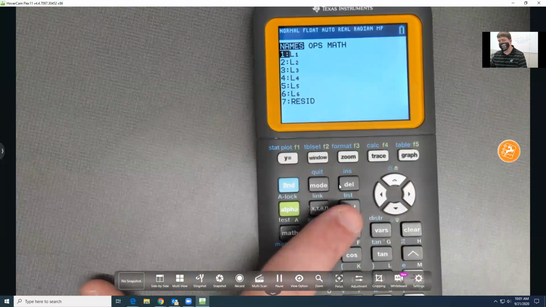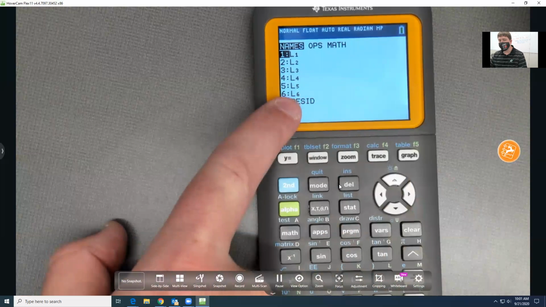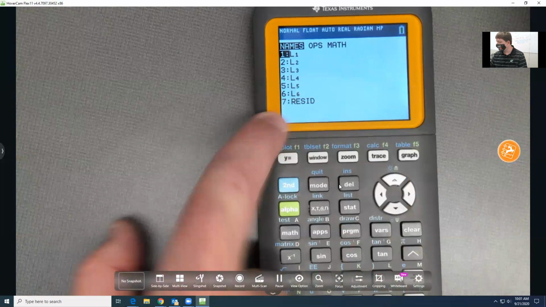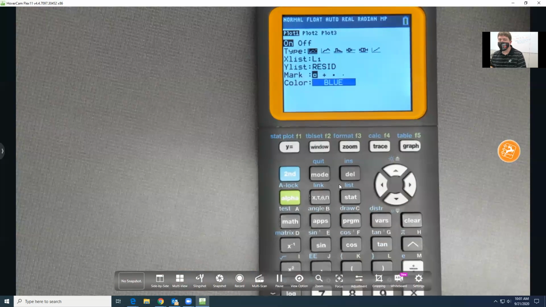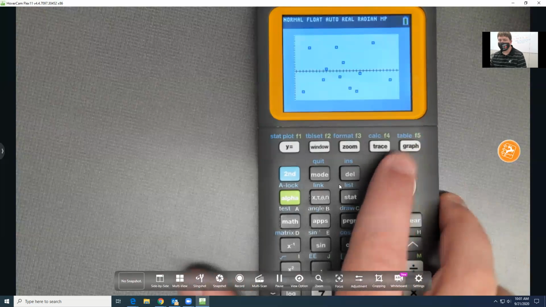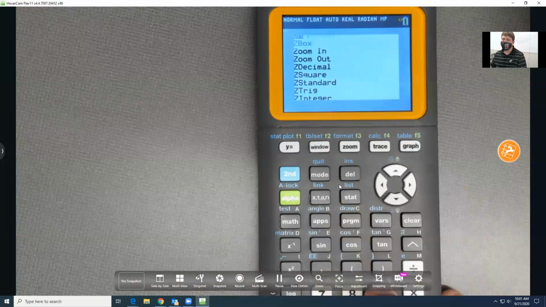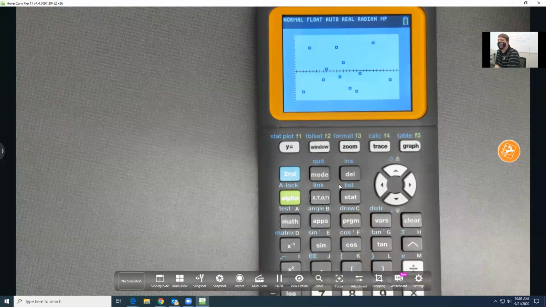So second, stat, and the very last one is the one you want, number 7. Yes, sir. And the Y. Yep, and the Y, you got it. So now I should say resid for residuals there. So now when I hit graph, and you're going to have to do zoom and number 9 on yours to get it to look like mine. When I hit graph, I should see this. Is everybody okay with finding this?